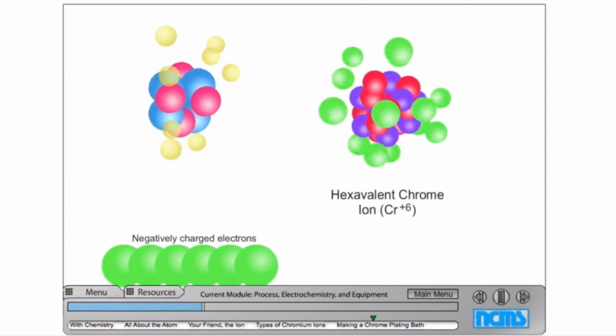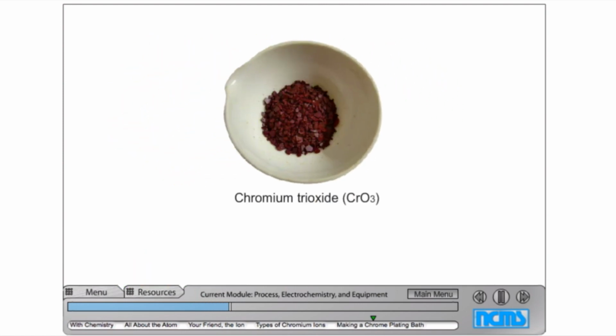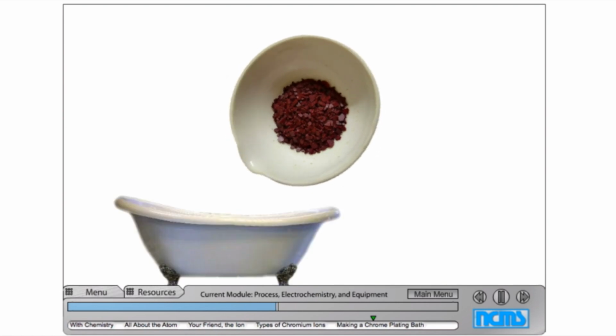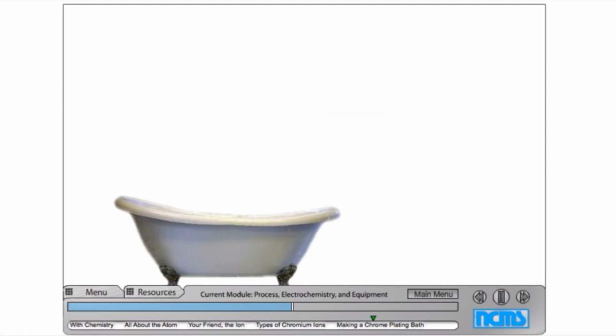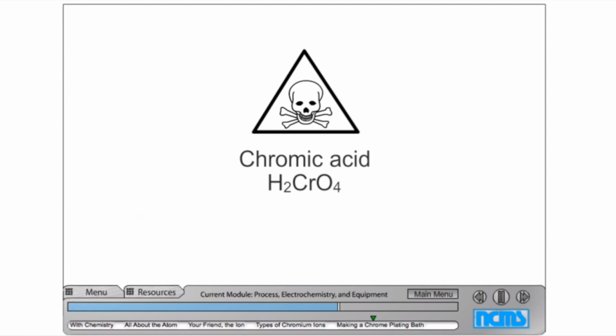Hexavalent chromium ions, those are the ones that have lost 6 electrons, can bond with oxygen ions to form chromium trioxide. It's sort of a dark reddish-orange solid that can be ground up into flakes for easy dissolving. When you pour chromium trioxide into water and stir it up, the result is chromic acid. That's not the only ingredient in a plating bath, but it is the most important one.